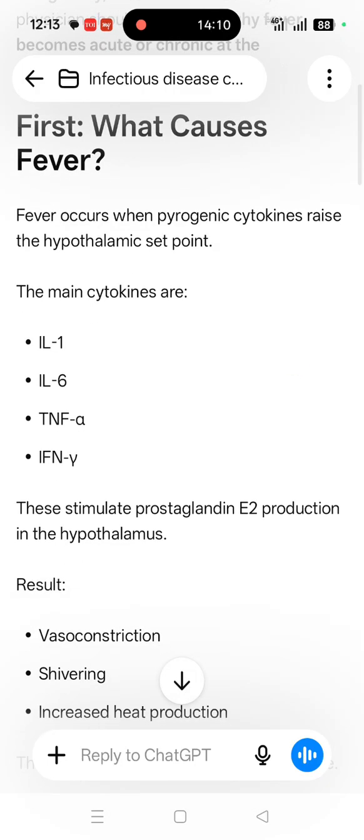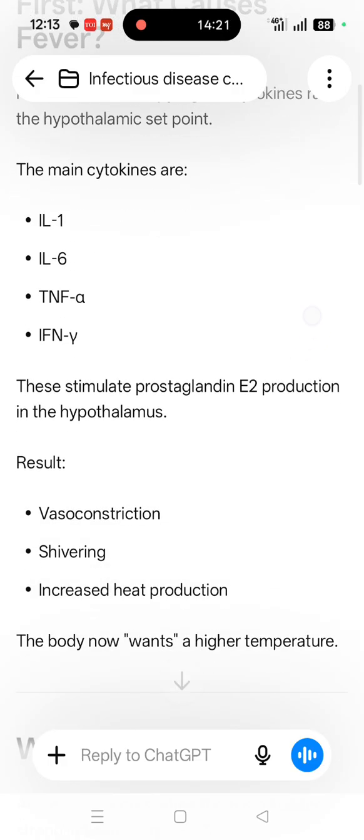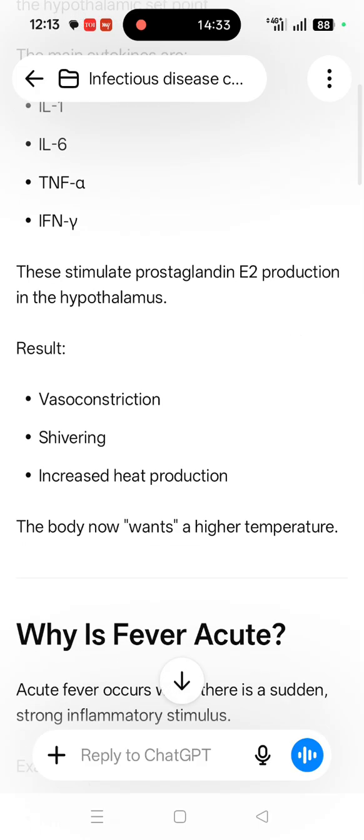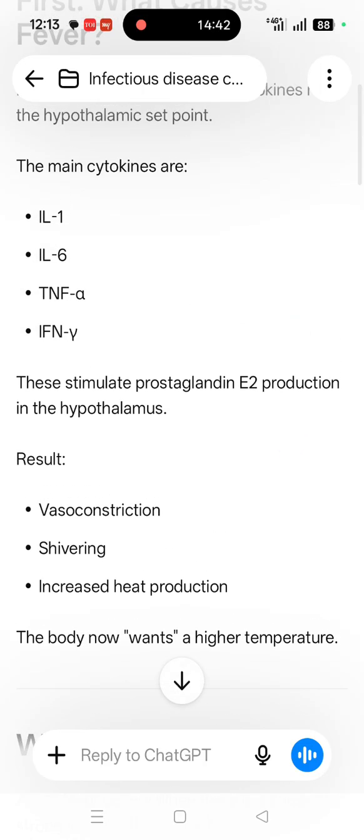So what causes fever? Fever occurs when pyrogenic cytokines raise the hypothalamic set point. The main cytokines are IL-1, IL-6, TNF alpha, and IFN gamma. These stimulate prostaglandin E2 production in the hypothalamus, and that will lead to fever. It results in vasoconstriction, shivering, and increased heat production. So these cytokines come out and lead to prostaglandin E2, and this will set the temperature of the hypothalamus at a higher temperature.